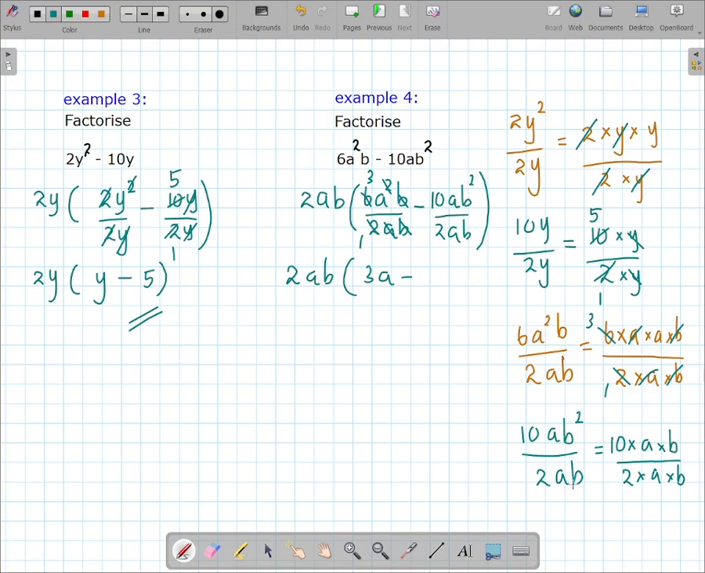10ab squared over 2ab. 10ab squared means 10 times a times b times b, divided by 2 times a times b. Then 2 times 1, 2 times 5. a and a get cancelled, b and b get cancelled. So what remains? 5 times b, that is 5b. If we cancel here, b and this b to the power get cancelled, b remains, 5b.